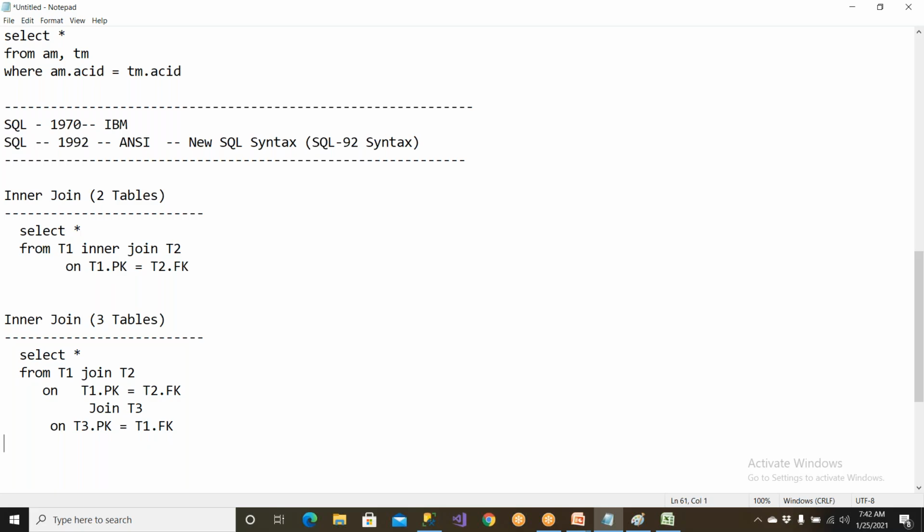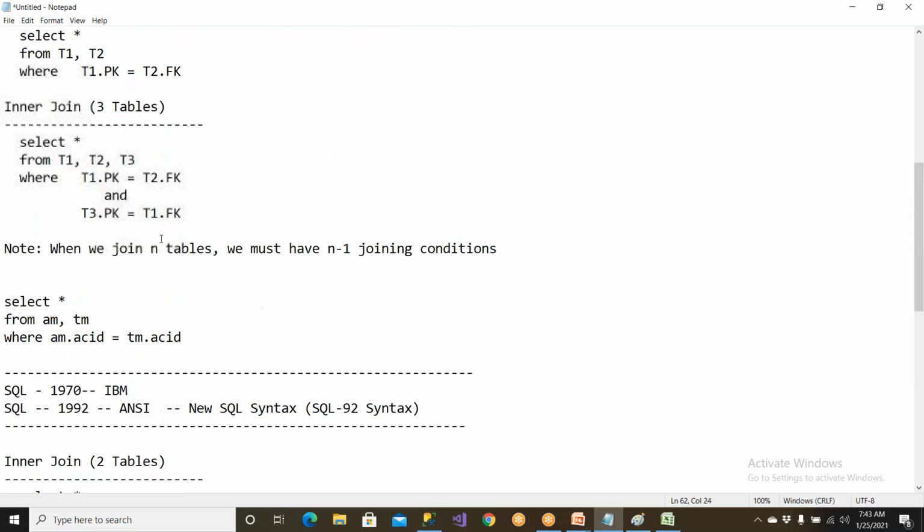If you want to join one more table, you can say join T4 on the condition T4.primary key is equivalent to T2.foreign key. So this is linked to T2, and that is linked to T1. So we are joining 1, 2, 3, 4 tables. This is one condition, this is the second, this is the third. When we join n tables, we must have n minus 1 joining predicates or joining conditions.